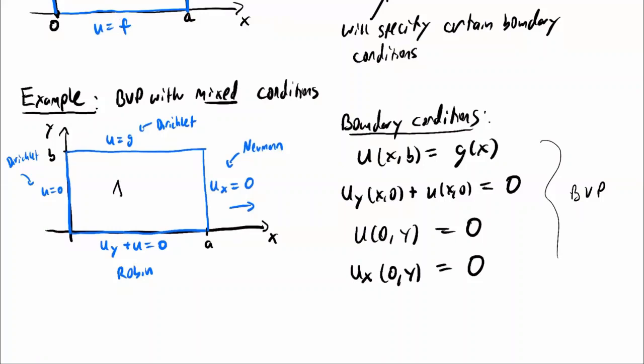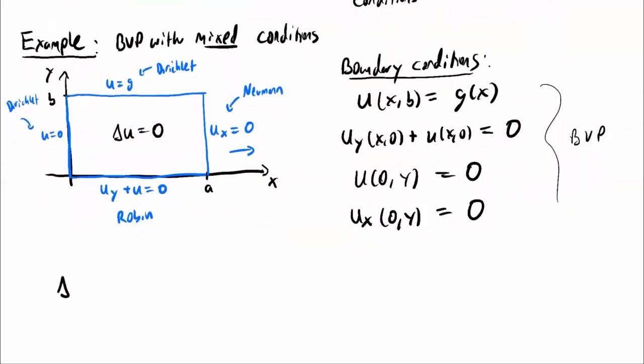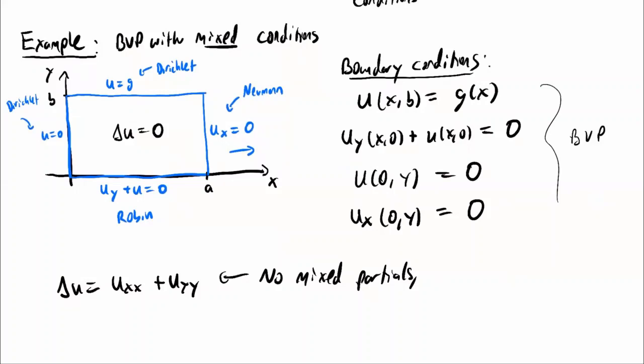And what we want to do is find a function u such that inside the domain, the Laplacian of u is equal to 0, and such that all of these boundary conditions are satisfied. Okay, well, let's look at the PDE we're trying to solve. The Laplacian of u is given by u_xx plus u_yy. So notice that there are no mixed partials. So we expect, as we've seen in lots of examples, if there are no mixed partial derivatives, we should be able to get somewhere using separation of variables.